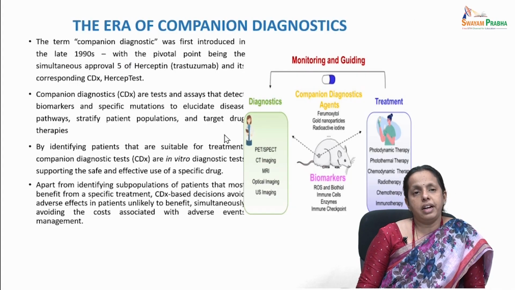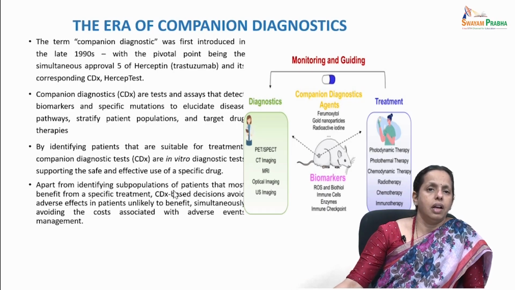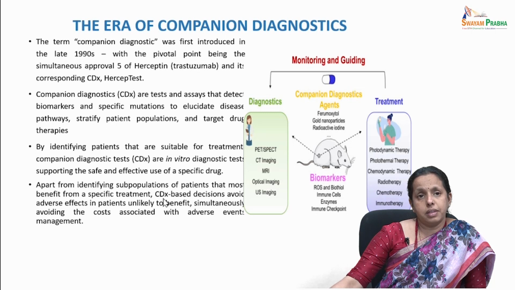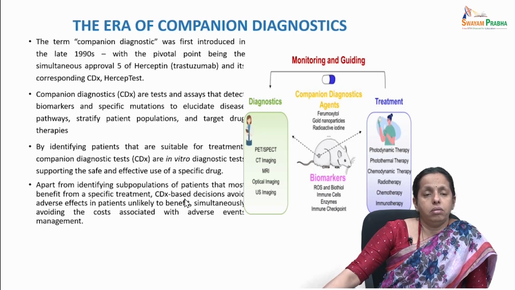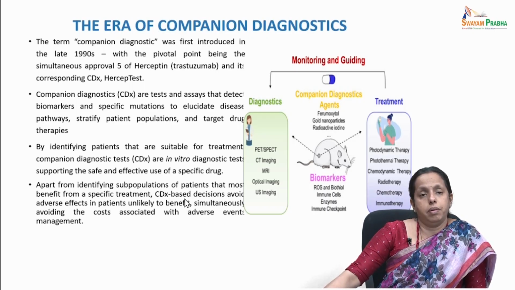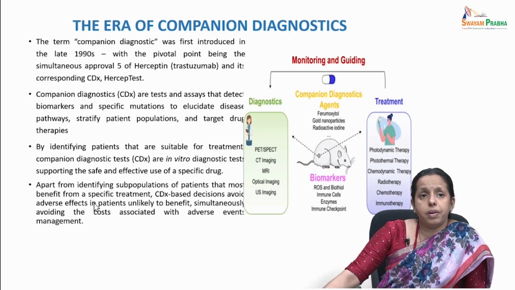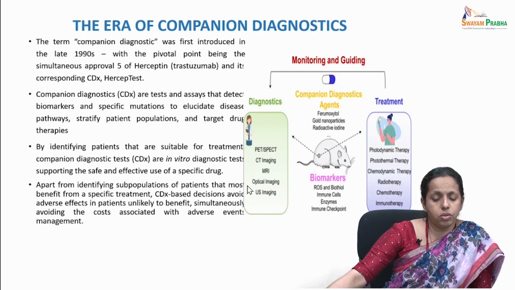You can identify patients that are suitable for treatment. These companion diagnostics are in vitro diagnostic tests supporting the safe and effective use of a specific product. Apart from identifying subpopulations of patients that can benefit from the treatment or not, they avoid adverse effects in patients who may not be able to benefit, and thereby you can even reduce the cost.